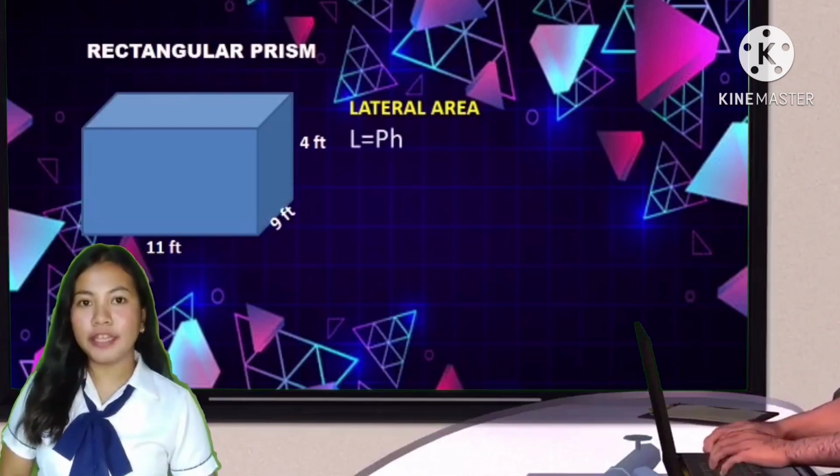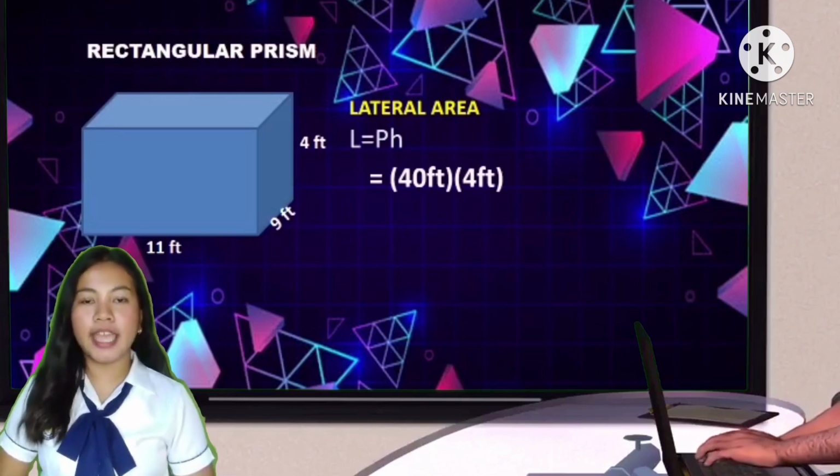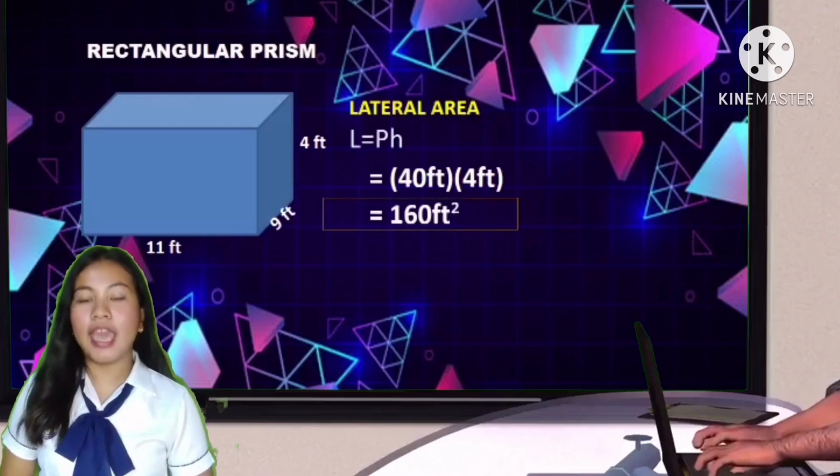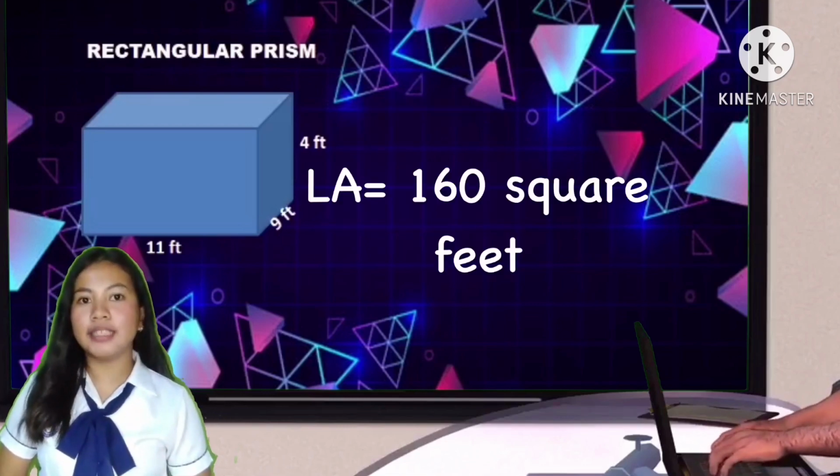Lateral equals perimeter times height. So the perimeter is 40 and the height is 4. Let us now multiply it. We get 160. And the lateral area now is 160 square feet.